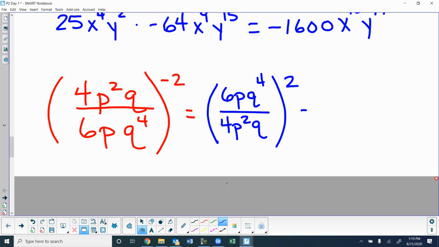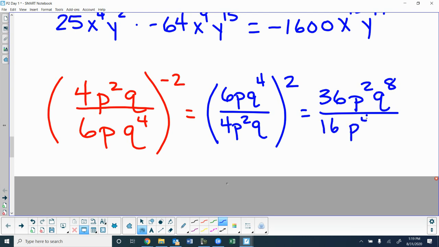Right? So 6 squared, p squared, q to the 8th. Supposed to multiply the exponents, right? 4 squared, p to the 4th, q squared. Any questions on getting to that point? Is it finished? No. You have to simplify fractions, right? Always reduce to lowest terms.